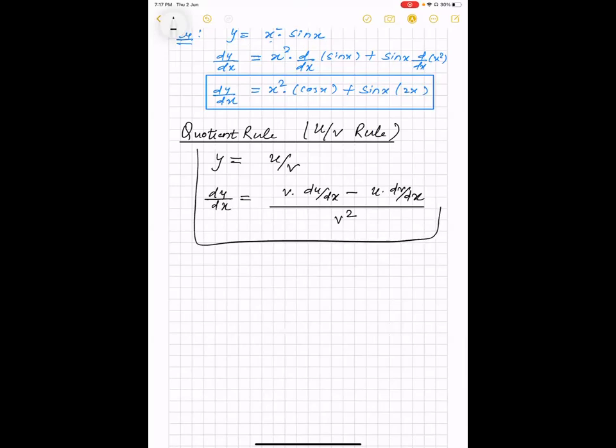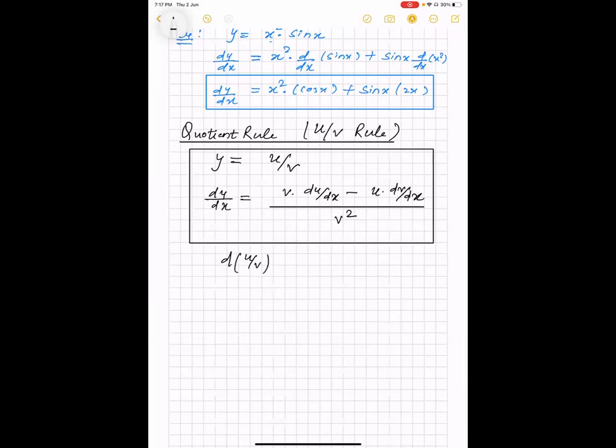Very important to know that rather than writing du by dx and dv by dx, one can simply write u dash and v dash. So this formula in shorter form, we can write: derivative of u by v is nothing but v u dash minus u v dash over v square. So even if we write like this, it means exactly the same. Let's take one example based on it.